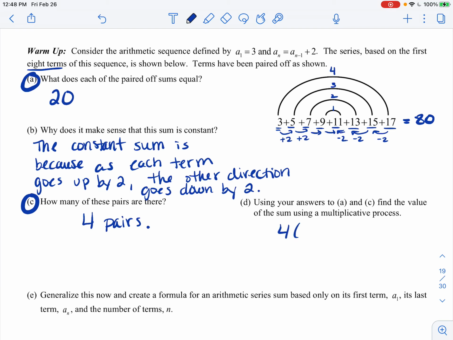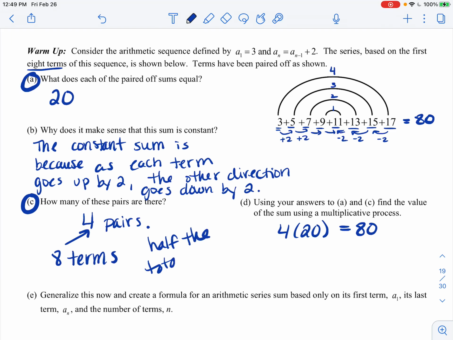Okay, so if we take 4 and multiply it with the 20, we can also get that 80. Okay, now let's think about this for a second. How many terms did we have here? We had 8 terms, which is why we had 4 pairs. So we're always going to have half the total number of terms in pairs, right? So if we had 10 terms, we'd have 5 pairs.